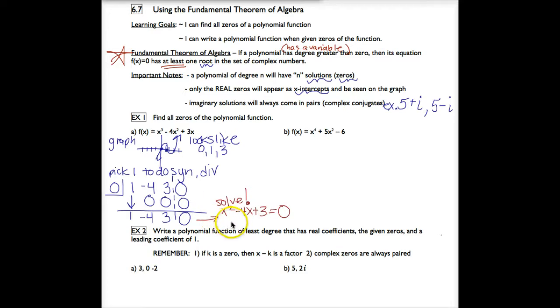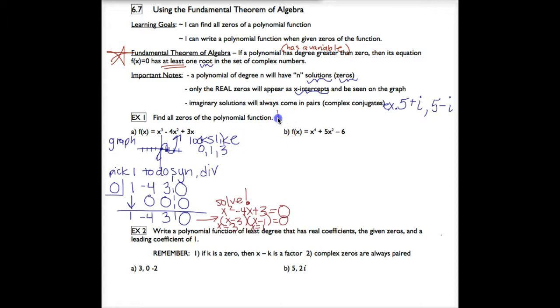This one happens to be factorable because the factors of 3 that add to negative 4 are negative 3 and negative 1. So since that is factorable, if x minus 3 equals 0, that means x equals 3. If x minus 1 equals 0, that means x equals 1. You have to have work for every zero.